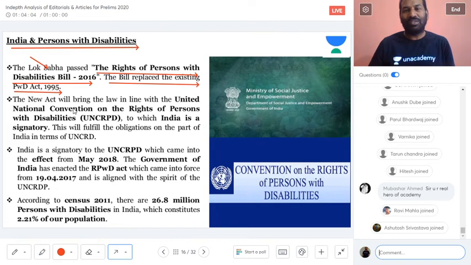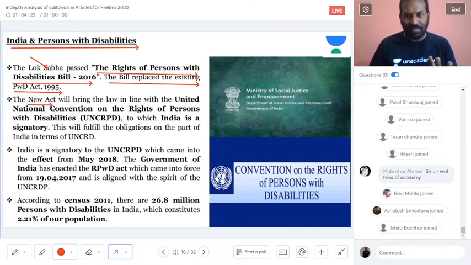And this bill of 2016 has replaced the existing act. The earlier act was the Persons with Disabilities Act 1995, and later the Rights of Persons with Disabilities Bill was introduced and passed in 2016 in the Lok Sabha and Rajya Sabha. This new bill got the assent of the President and then became an act. And this act is in line with the United Nations Convention on the Rights of Persons with Disabilities.